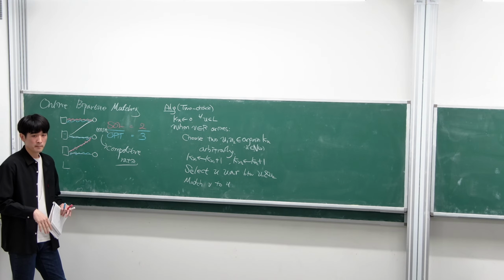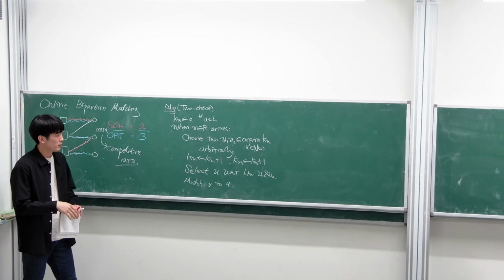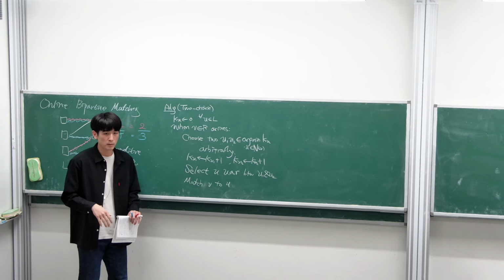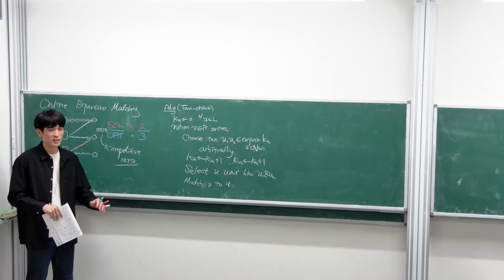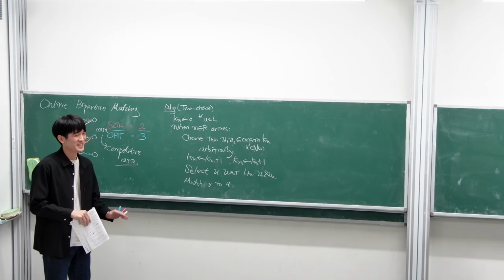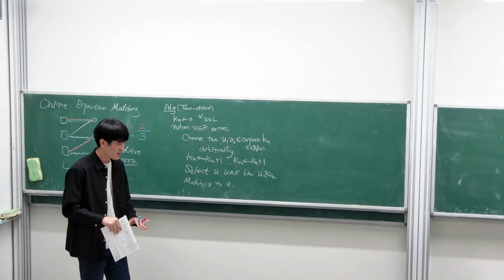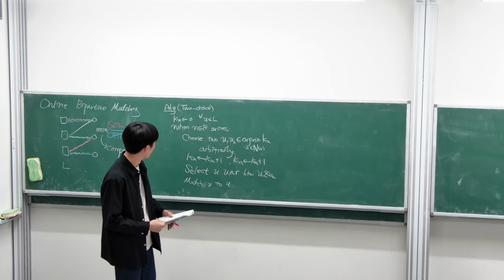So what did you write? Select u uniformly random. Uniformly random. Between, isn't it common things? Sorry, it's quite common from my advisor, but okay.